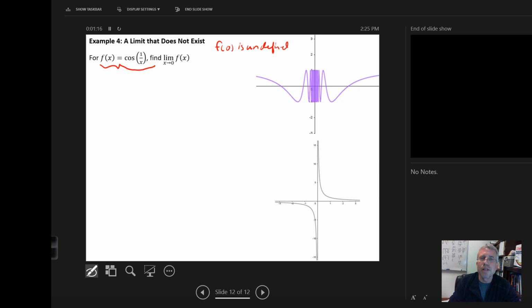And to think about what's going on, what we really want to do is think about the function composition that's happening here. We really have a function like f of g of x, where g of x is the function 1 over x. 1 over x is being input into the cosine function. And a big question to ask is, what's the behavior of 1 over x as x goes to 0? In other words, what's the limit as x goes to 0 from the negative side of 1 over x?